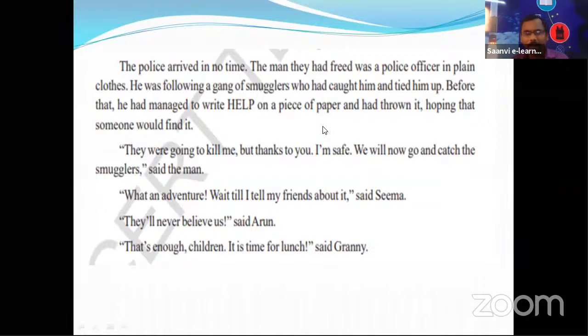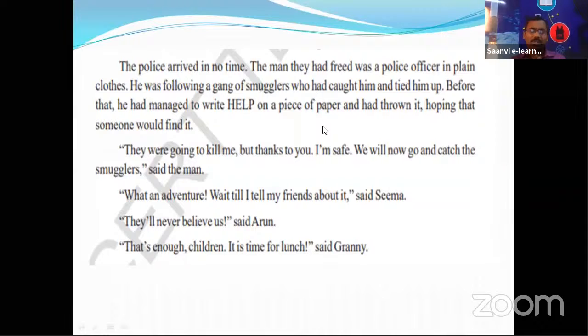They were going to kill me, but thanks to you, I am safe. The policeman said that the smugglers were going to kill him. Thanks for saving me. I am safe now. We will now go and catch the smugglers, said the man. So now we will go and catch the smugglers.